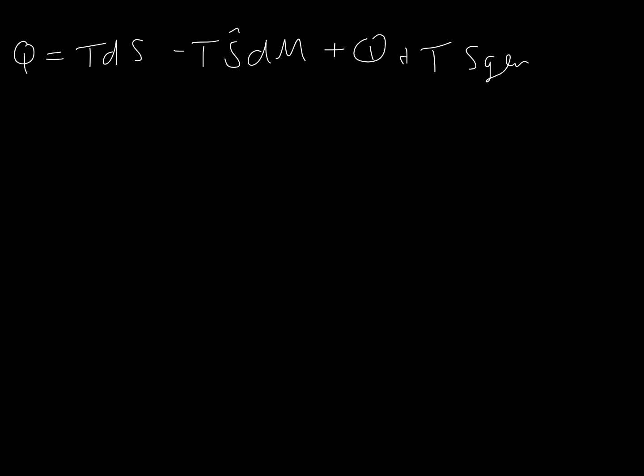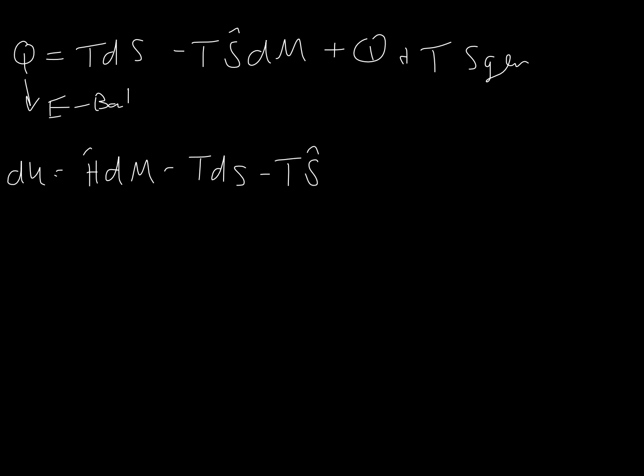Now if we sub this Q into the energy balance, dU is equal to h hat dm minus T dS minus T s hat dm. A lot going on right now. We'll simplify it down in just a second.